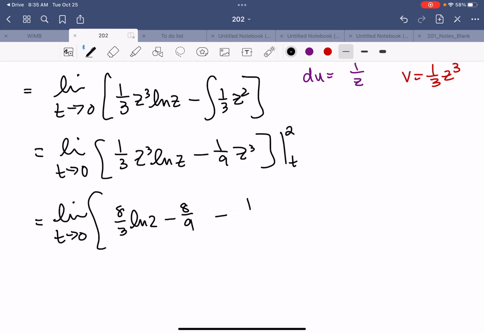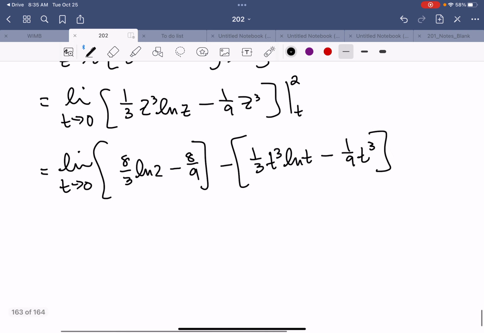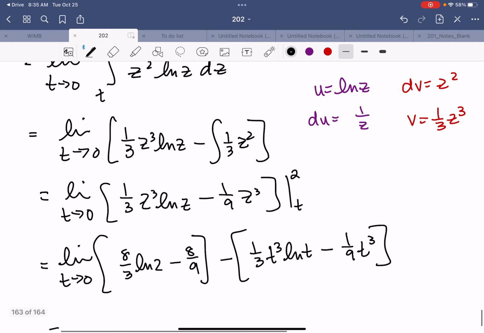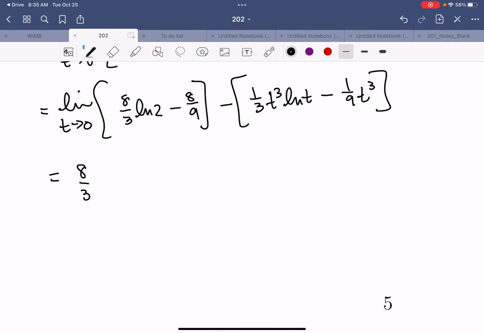Minus, when you plug in t, that's 1/3 z cubed. Oops, hold on. Put that in the wrong spot. It goes over here. 1/3 z cubed. Sorry, t cubed. We're plugging in t here. 1/3 t cubed natural log of t minus 1/9 t cubed. And now we're letting t go to 0. So this first term is just a constant. So this is 8/3 natural log of 2 minus 8 over 9.